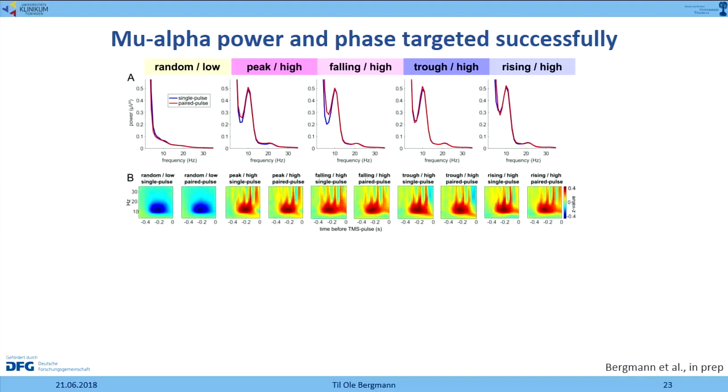And here you see the time frequency representation. It ends on the right side at time point 0 when we give the TMS pulse, so there's an increase in the alpha band in the few hundred milliseconds before we apply the stimulation. So don't get confused with the blue and red. It's Z normalized across all the conditions.